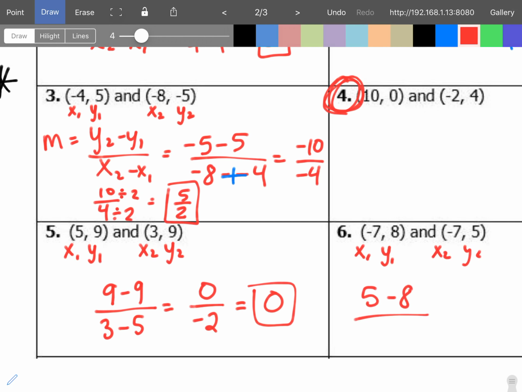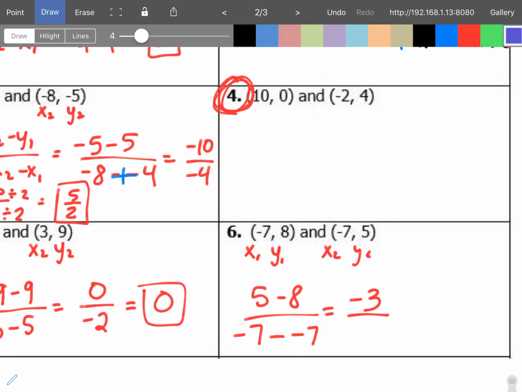So x2 is negative 7, isn't it? Minus x1. This piece is your x1, so we're doing x2 minus x1. Remember, there's a negative in between. So this is going to be negative 3 over. Now here, this turns into a plus again. What's negative 7 plus 7?